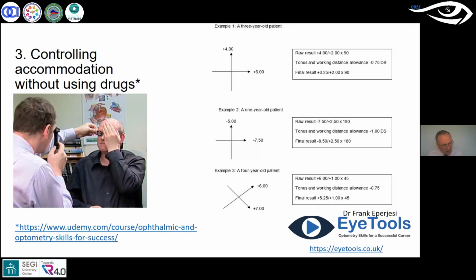There are some side effects of drugs, and some people with neurological problems, for example, Down syndrome, are much more likely to react to those drugs than other people. Of course, the drugs, the cyclopentolate, it stings when it goes in, and sometimes it can be quite a battle with the patient to get the drops in.